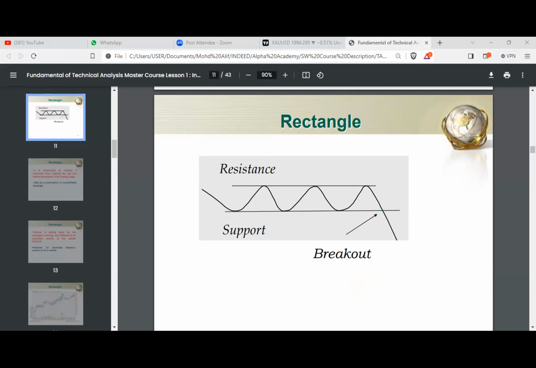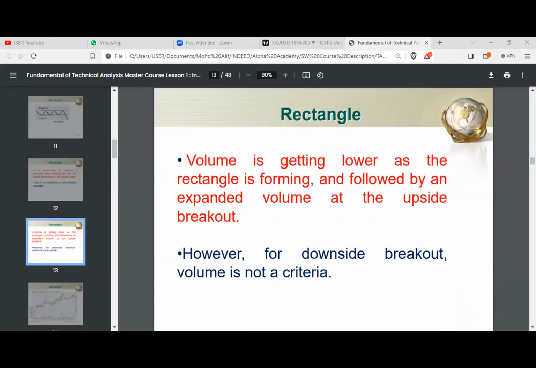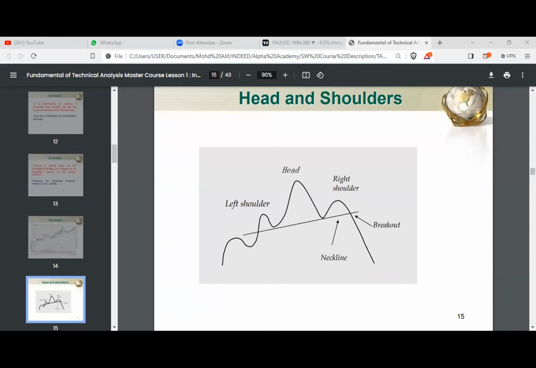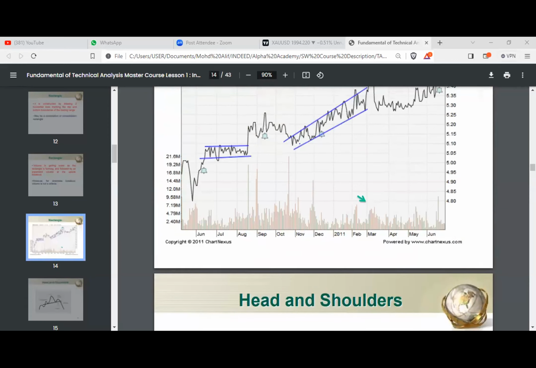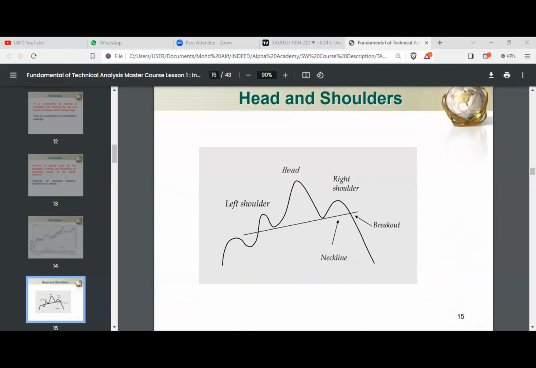Okay. Then we go to the next one is head and shoulders. This is reversal chart pattern. For rectangle, it can be reversal and also continuation. For head and shoulders, there must be a reversal. Okay.